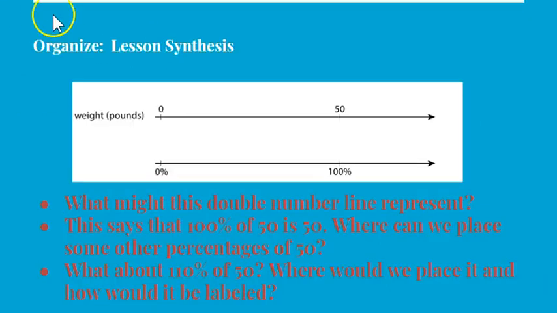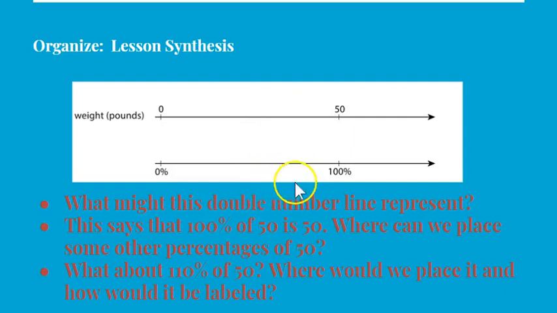So what could this represent? Well, this double number line could again be something like the dogs we were talking about earlier. The puppy weighs 10 pounds today, and the doctor says that that's 20% of what it'll weigh when it gets to be a full-grown adult. So a full-grown adult would be 50 pounds. So this says 100% is 50.